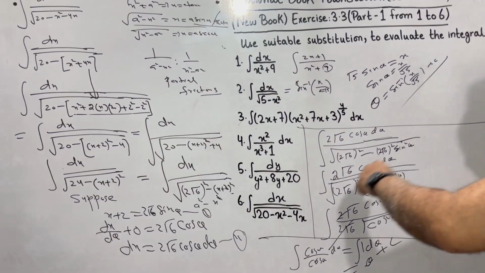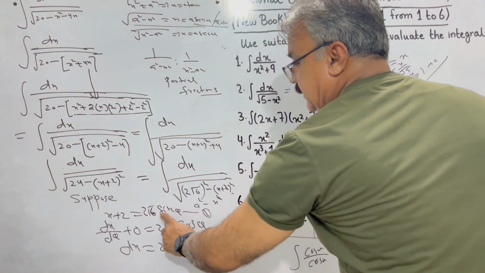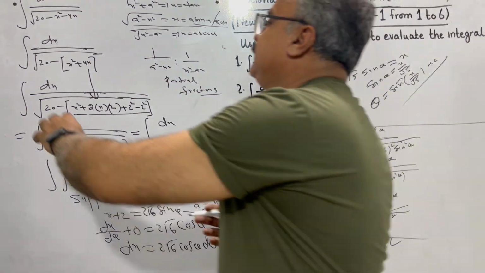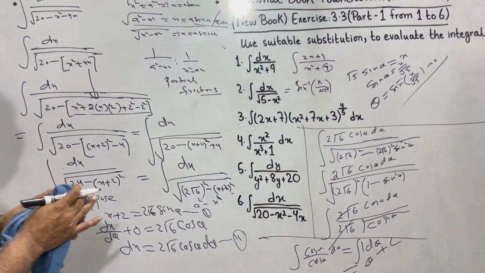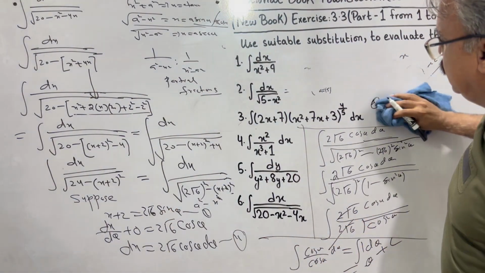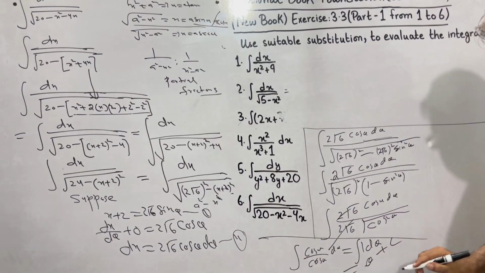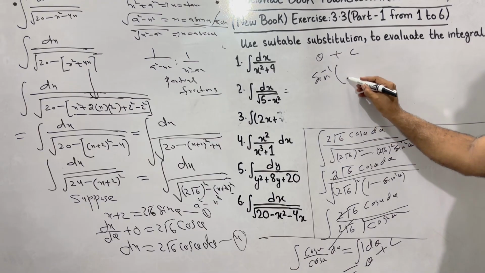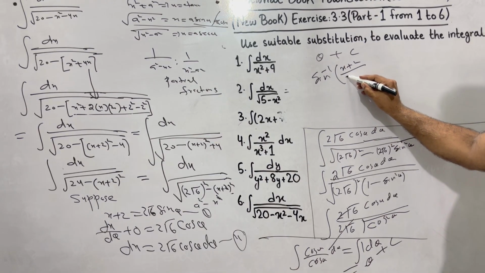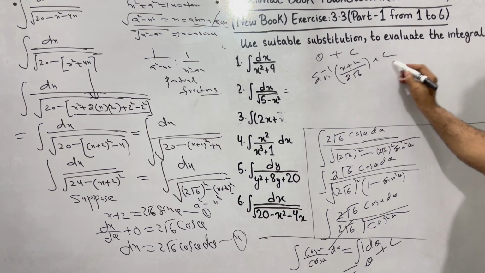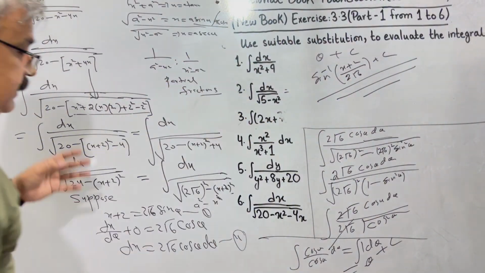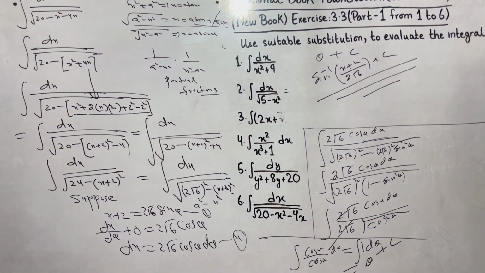Theta plus c. Arrange the value of theta from here. It will become sine inverse of x plus 2 over 2 root 6. So theta plus c is tantamount to sine inverse of x plus 2 over 2 root 6 plus c. It's our final answer in that case. Let me check the steps. Everything is visible and clear. We are good with that.